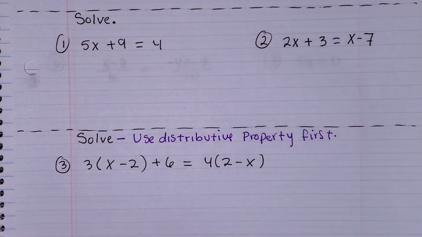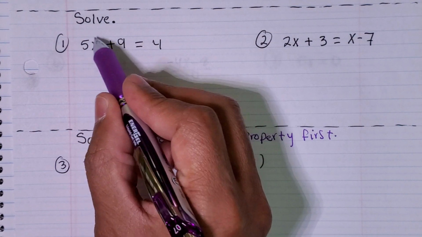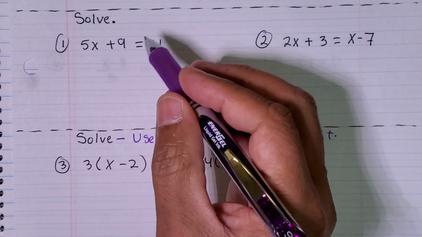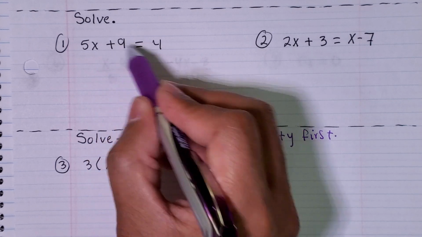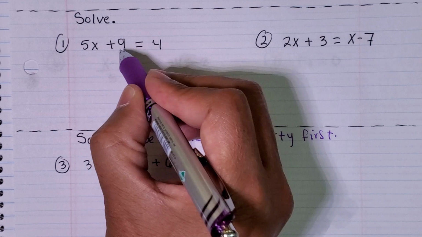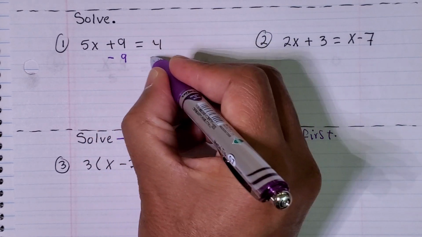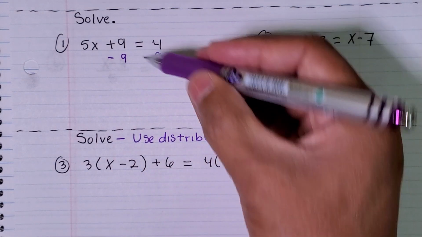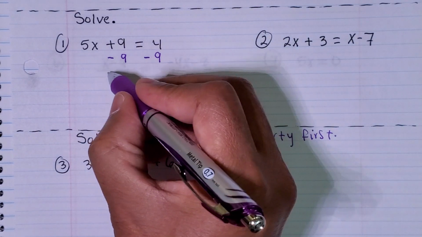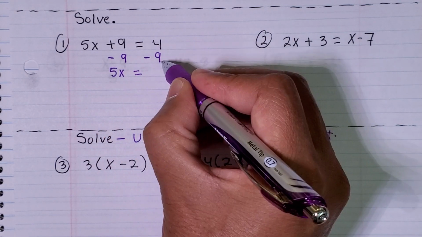All right, so in algebra, when we solve, what we're trying to do is isolate the variable, okay? And usually we have the variable on the left, and in this case we have 5x plus 9 equals 4. So let's try to isolate the 5x first. We see that we have a plus 9. We do the opposite of plus 9, which is minus 9. And don't forget, in algebra, whatever you do to one side of the equation, you have to do to the other. So then that will give us the 5x by itself, and 4 minus 9, that's a -5.